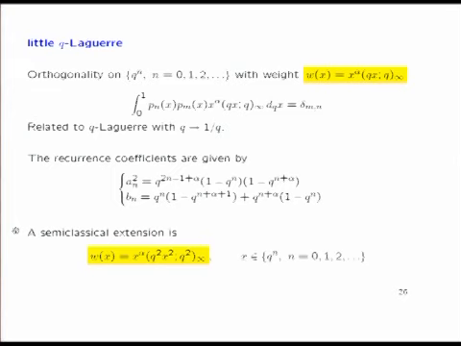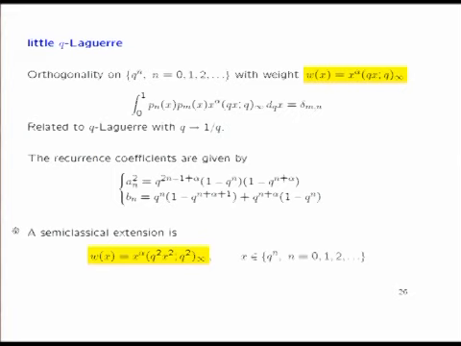Little q Laguerre, it's a similar weight, but instead of having such a Q Pochhammer in the denominator, you put it in the numerator. Okay? Now it has infinitely many zeros on the positive real line. The orthogonality now is on 0, 1, but now with a q integral, d_q. So it's a discrete orthogonality.